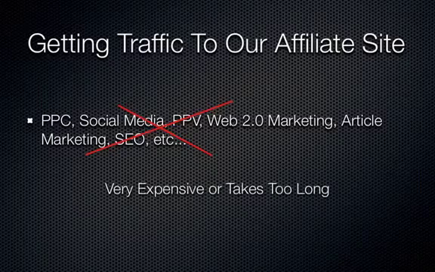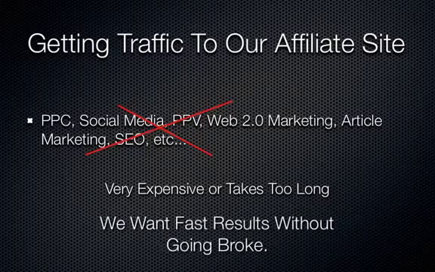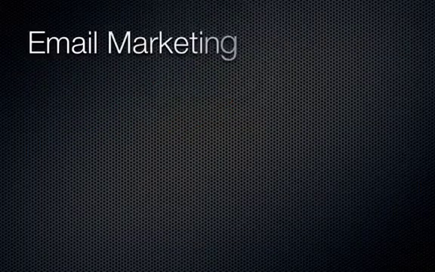And for a simple reason: because it can be either very expensive or it takes way too long for you to start seeing results, especially with affiliate marketing. You don't want to spend a lot of money on advertisement. We want to get fast results without going broke. That's our goal here. So the way I do this, and again, I'm going to show you exactly how I do this, we're going to do something a little bit differently, and we're going to do it with email marketing.